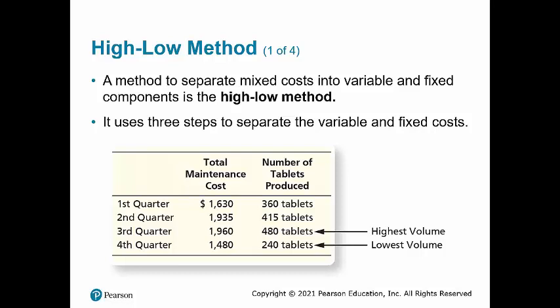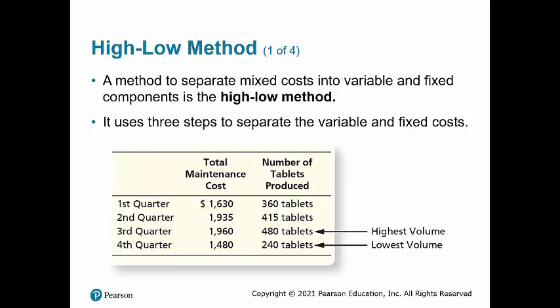An easy method for separating mixed costs into variable and fixed components is the High-Low Method. This method requires you to identify the highest and lowest levels of activity over a period of time. To illustrate the High-Low Method, we look at the maintenance costs for Smart Touch Learning's manufacturing equipment. Looking at the data for the year, we can see that the third quarter has the highest level of activity with 480 tablets produced, and the fourth quarter has the lowest activity with only 240 tablets produced.